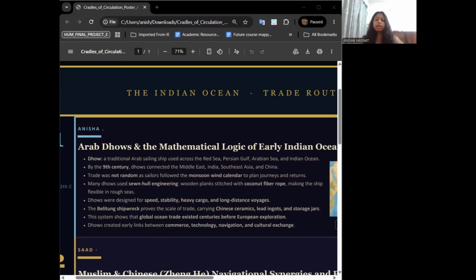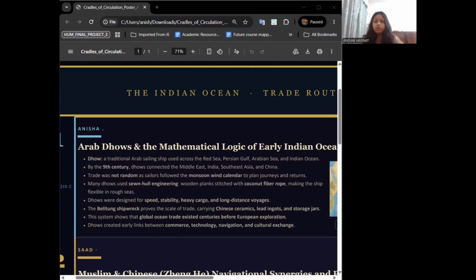Many people think that ancient ships were primitive, but the evidence shows otherwise. Michael Flecker's study of the 9th century Belitung shipwreck found that the ship was built by stitching wooden planks together with coconut fiber rope, without using any iron nails at all. But when you first hear about this, it sounds fragile, right? But it was the complete opposite.